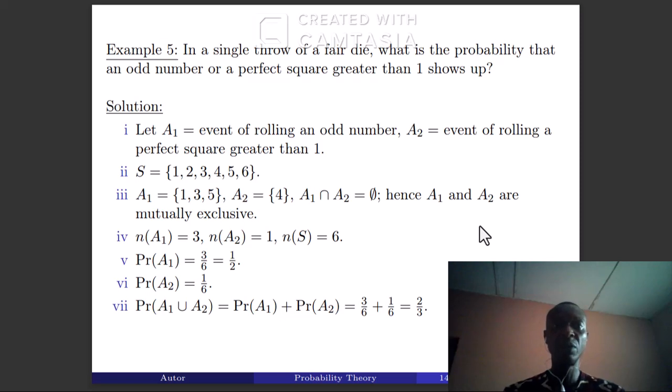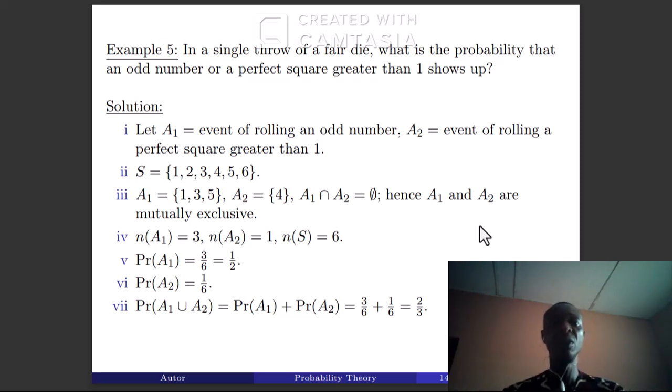So probability of having what? An odd number. How many odd numbers? What is the number of events? How many are they? 3. Total sample space 6. So the probability of having an odd number, which is A1, equals 3 over 6, which will give us 1 over 2.